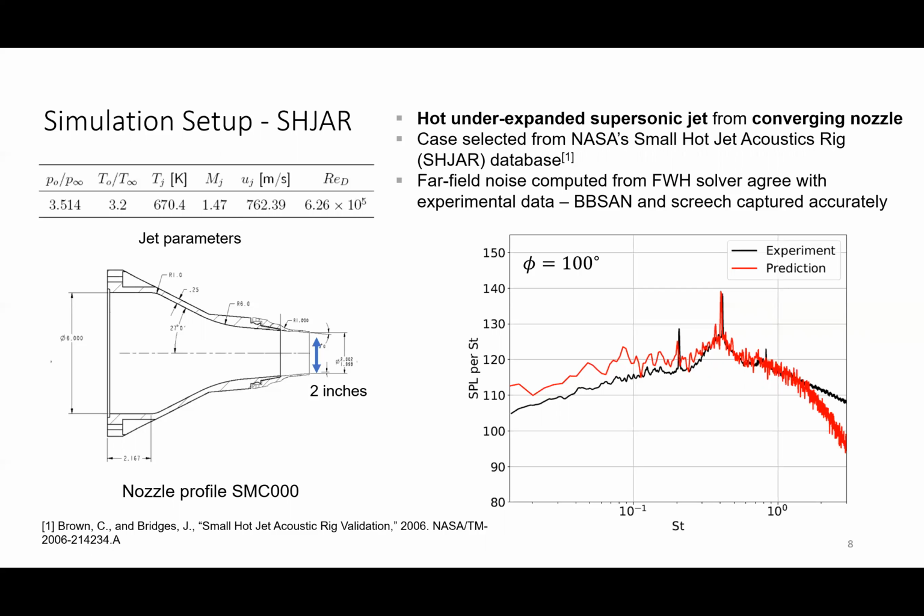The far-field noise spectra are predicted using a Ffowcs Williams-Hawkings acoustic solver and are compared with experimental data for validation. The figure on the right-hand side shows the noise spectrum at 100 degrees in the upstream direction. The BBSAN lobes as well as the screech peaks are captured accurately.